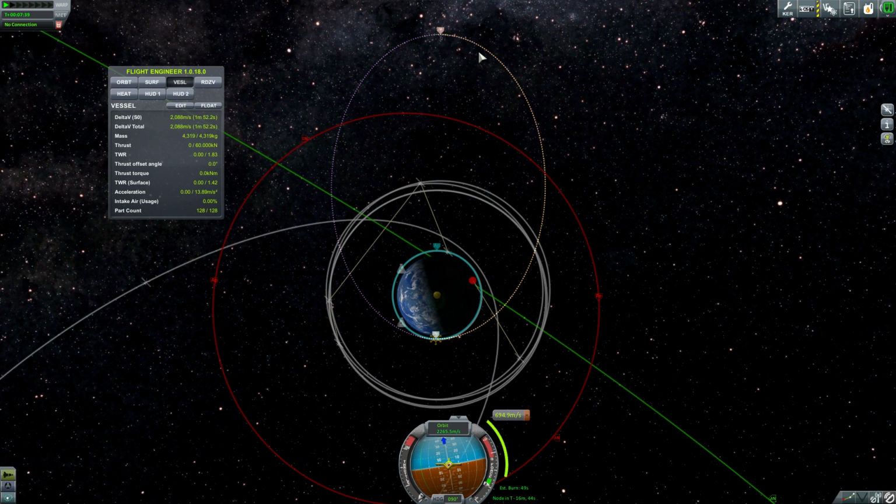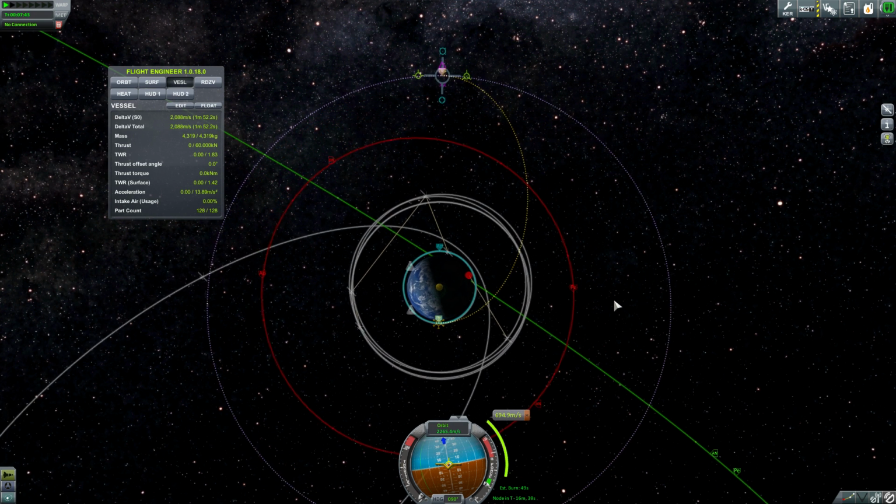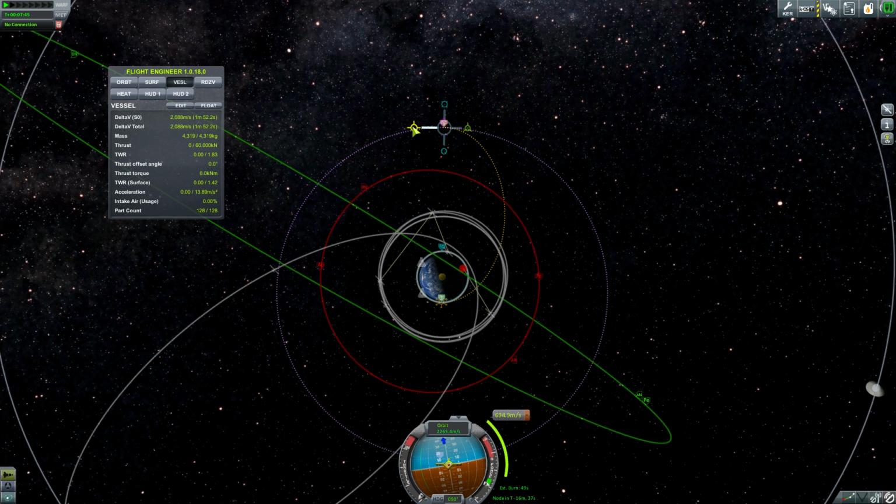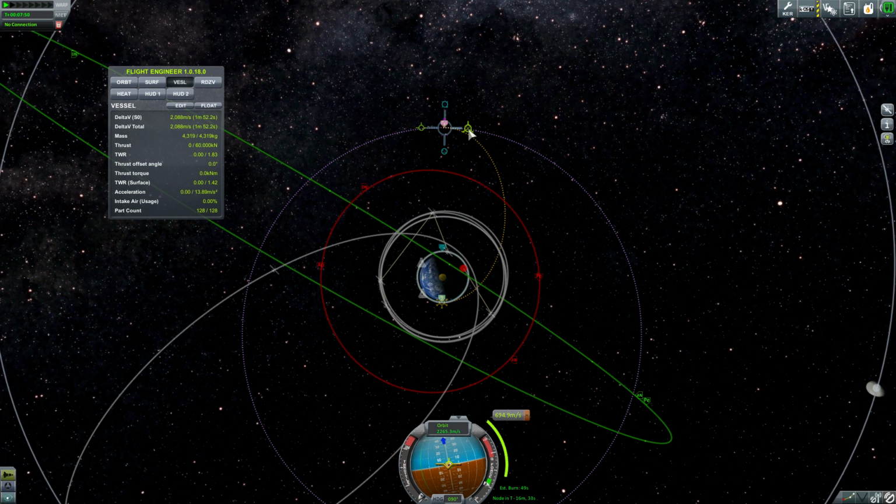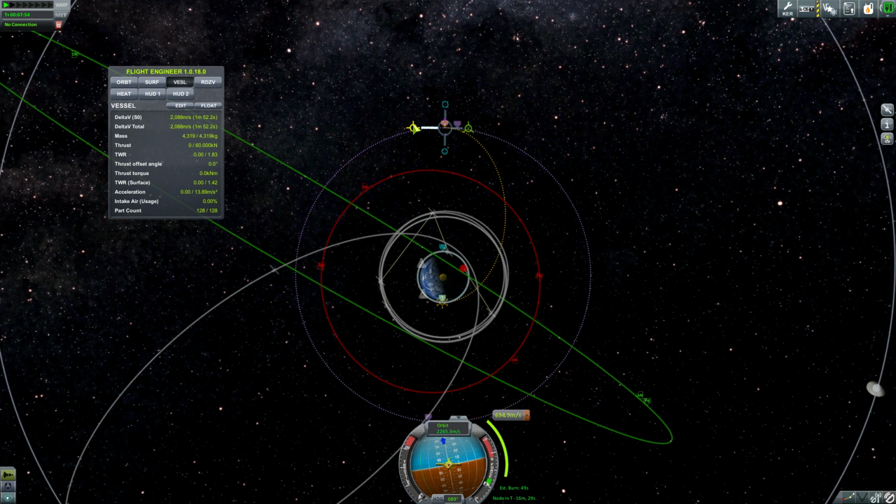And then, of course, once we get up to the top here, we'll go ahead and circularize our orbit. Where is it circularized? Come on, circularize. That's more than circularized. Come on. Okay, I missed it somewhere. There we go. Okay, so about there.